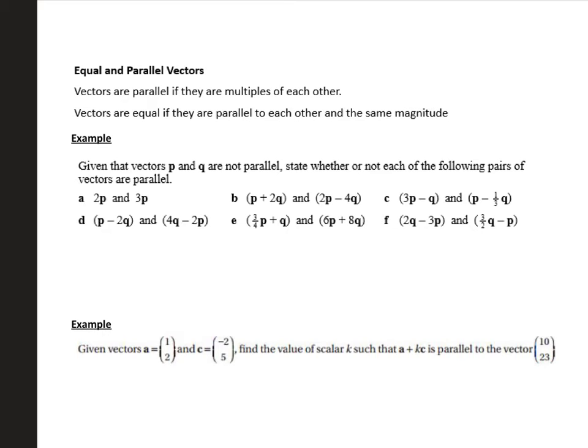So given that p and q are not parallel, state whether or not each of the following pairs are parallel. So have a think about these 6 pairs here. See if you can spot which ones are parallel yourself and which ones aren't. So pause it and try to see if you can work out which ones are, which ones aren't.